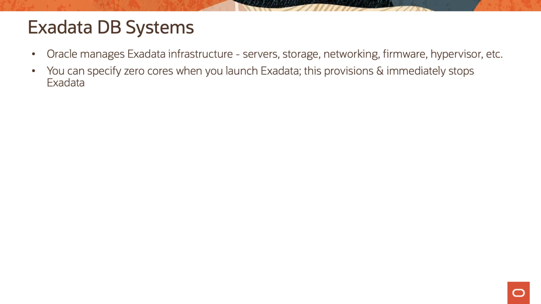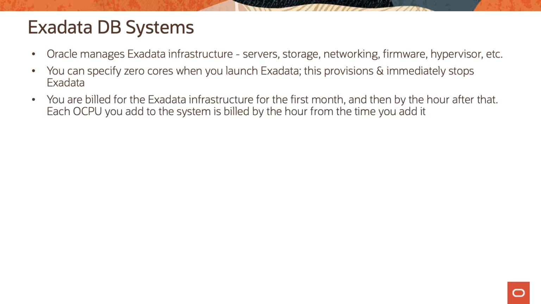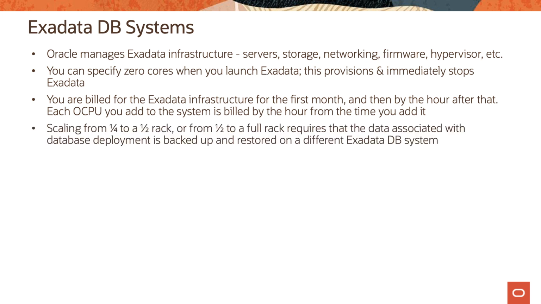You can specify 0 cores when you launch Exadata. This will provision and immediately stop the Exadata service. You are billed for the Exadata infrastructure for the first month and then by the hour after that. Each OCPU you add to the system is billed by the hour from the time you add it. Scaling from quarter rack to a half rack or from half to a full rack requires that the data associated with database deployment is backed up and restored on a different Exadata DB system.